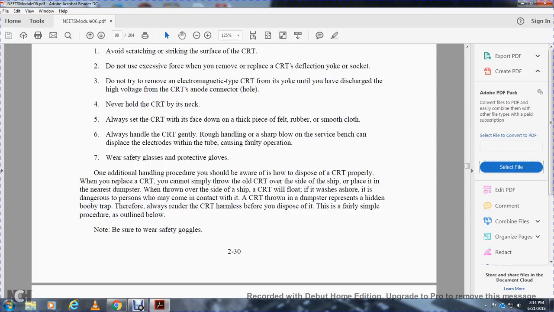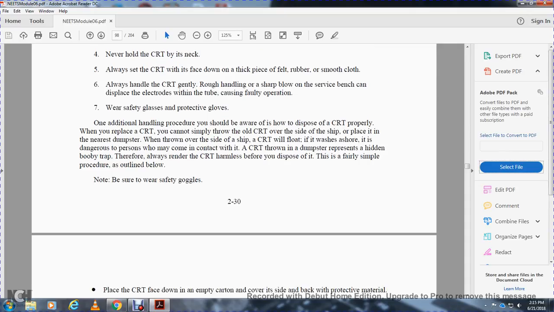When you replace the cathode tube, you might simply throw the old cathode tube over the side of the ship or place it in the nearest dumpster. When thrown over the side of the ship, the cathode tube will float and wash ashore. It is dangerous for any person who makes contact with it. Thrown in the dumpster, it represents a hidden booby trap. Therefore, render the cathode ray tube harmless before you dispose of it.